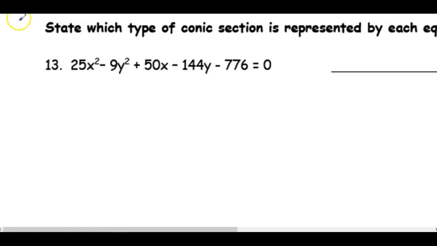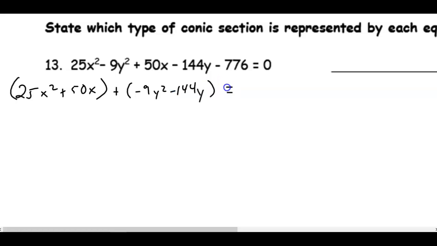First, we need to group all the x terms and the y terms and move the constants to the other side, like so. 25x squared plus 50x. And then we have minus, well, I want to go plus, because I'm going to group the negative 9y squared minus 144y equals 776. I move this to the other side so it's no longer negative, it's positive. Alright, add it over.